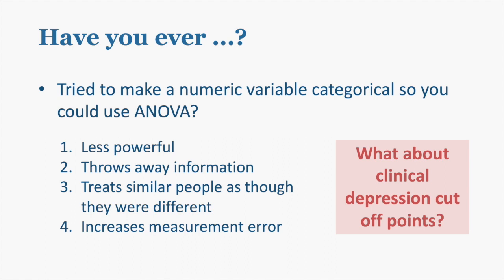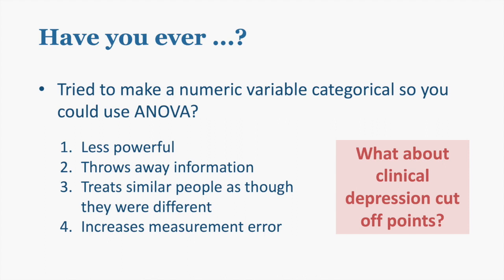For example, I bring up this question, what about clinical depression and cutoff points? So in a situation where, let's say we're looking at depression, there are going to be some clinical measures where they say this is where it becomes problematic. This is a clinical issue at this point. So sometimes creating a categorical variable from a numeric can be useful.